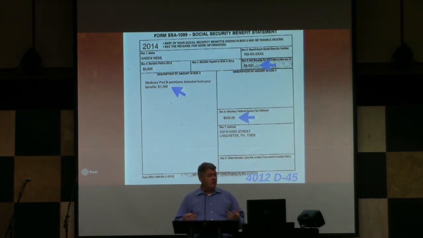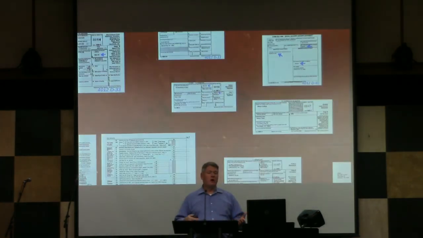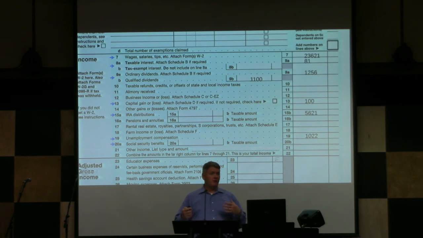So you always want to just double check and make sure it's there. And just be sure you enter the Medicare withholding. That'll automatically flow to the return. So if we see Social Security, what's going to happen? That's going to be entered in line 20A. Social Security will be taxable somewhere between 0% and 85%.